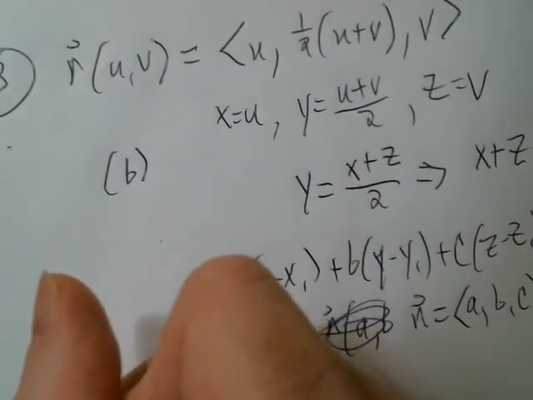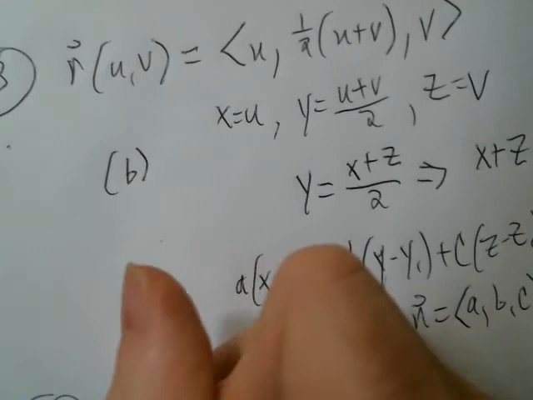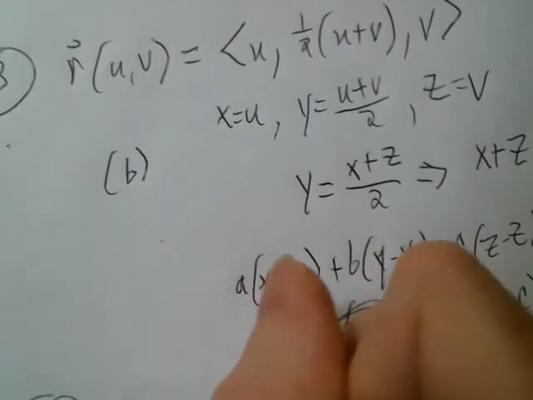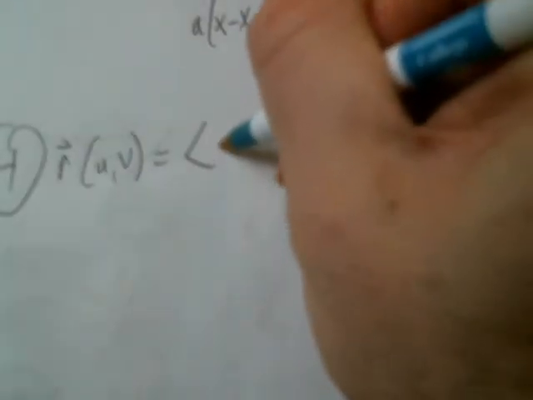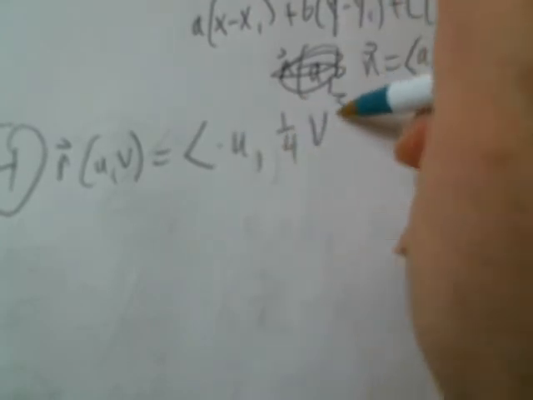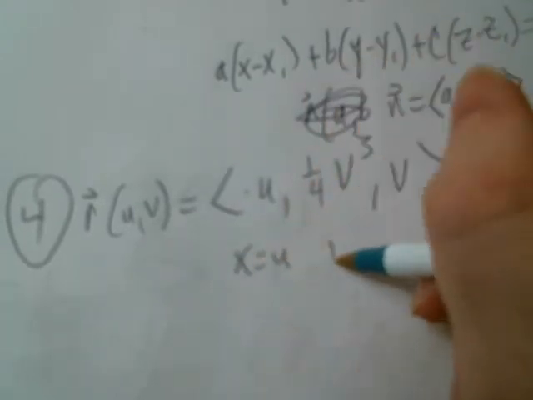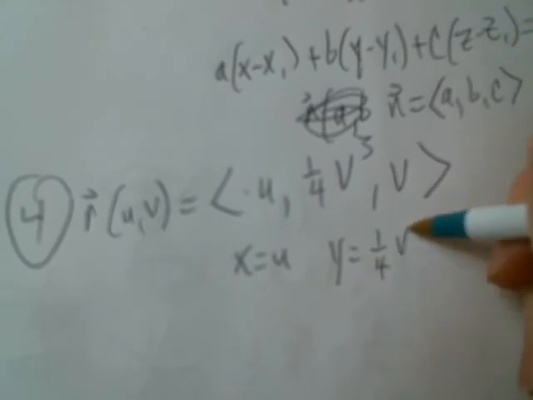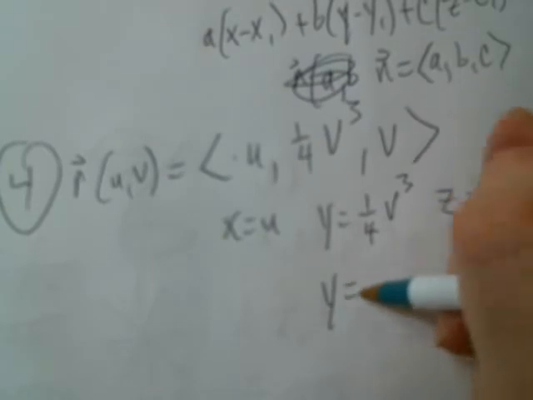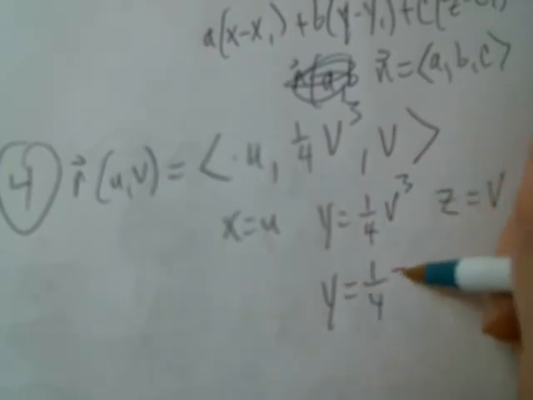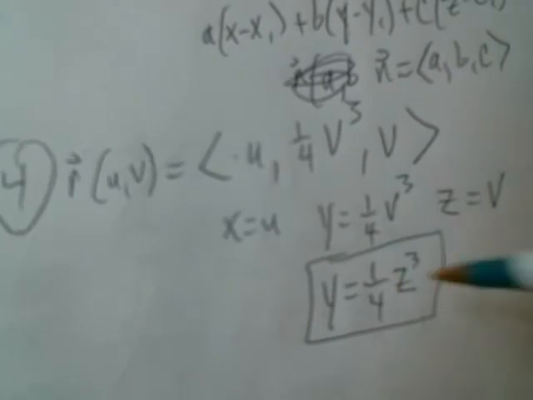Let's look at number 4. And we have r of u, v equaling, sorry, I went off the page, r of u, v, where is it? u, 1/4 v cubed, and then v. Okay. So again, eliminate the parameter. x is u, y is 1/4 v cubed, and z is v. So you'll have y equals 1/4 z cubed as your equation.